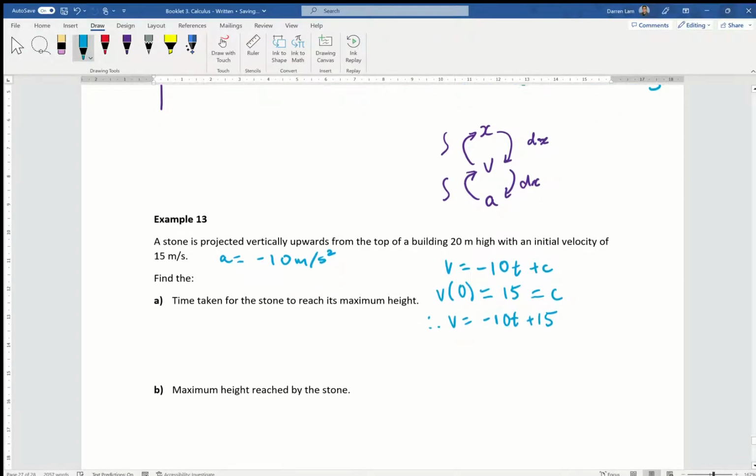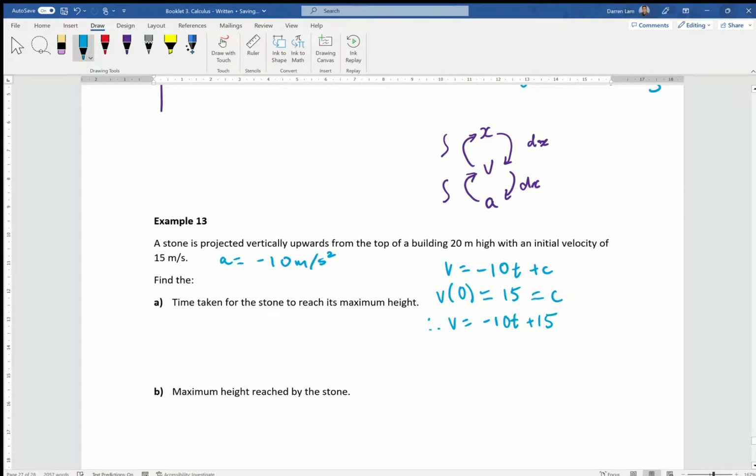Now, let's actually do the question. The time taken for the stone to reach its maximum height. There are two ways you can think about this. The first way is to say that if we've got our displacement, the way it reaches the very top, or the maximum height, is to differentiate the function and then let it equal 0. So I could just use this function because the velocity is the differentiated displacement. So let v of t equal 0. That's negative 10t plus 15 equals 0. Therefore, t equals 1.5.